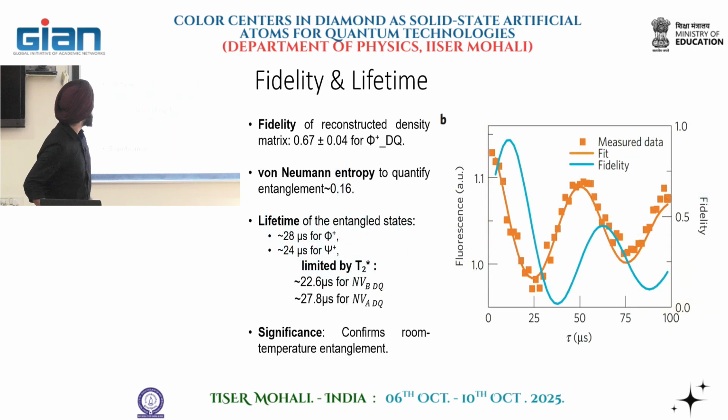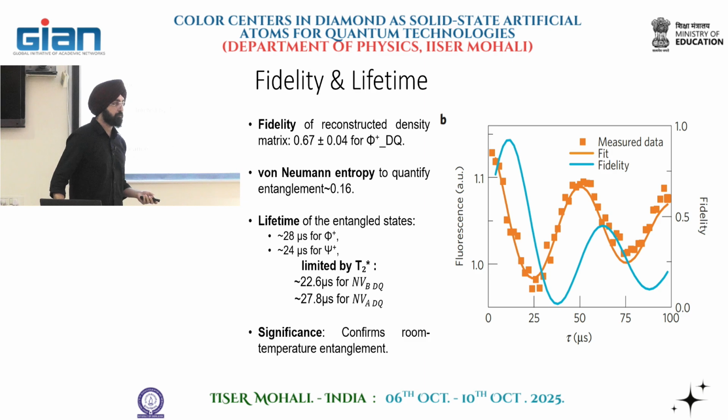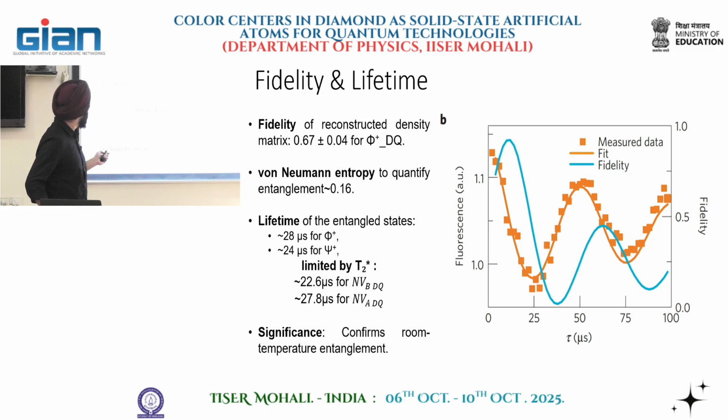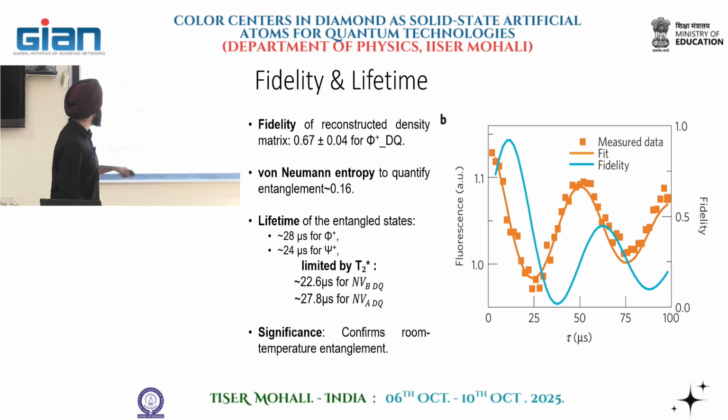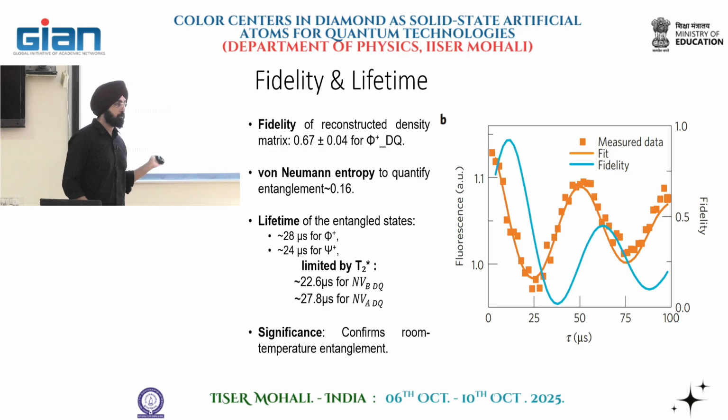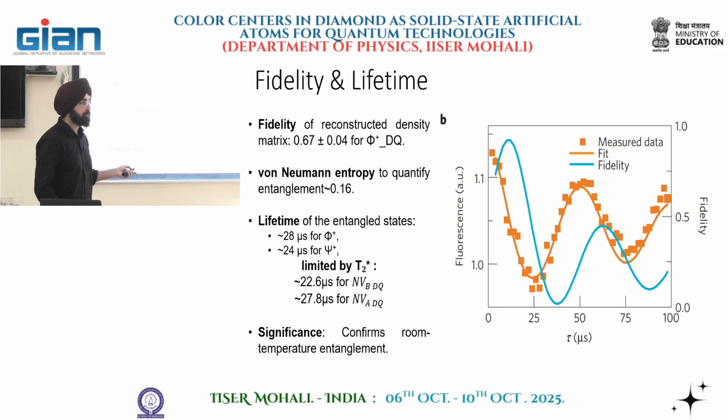Then we have the fidelity, I've already discussed that result. We also carried out von Neumann entropy. So von Neumann entropy is a measure to quantify entanglement between 2 states, where 0 corresponds to no entanglement and 0.69 corresponds to complete entanglement, maximally entangled states. So the lifetime of these entangled states, the phi plus that we had discussed earlier that we had obtained at the end, the Bell state, is 28 microseconds. And if we had applied some other operation and obtained psi plus instead of phi plus, we would have obtained a lifetime of 24 microseconds. But these states are now limited by the dephasing time of the electron spin.